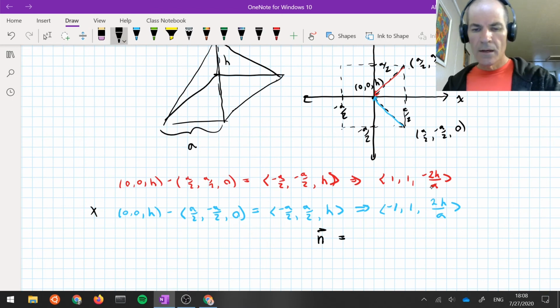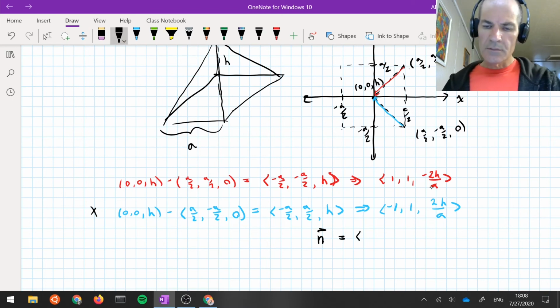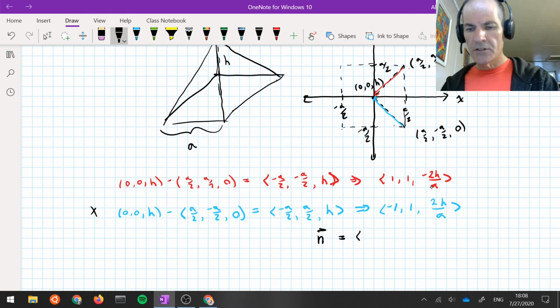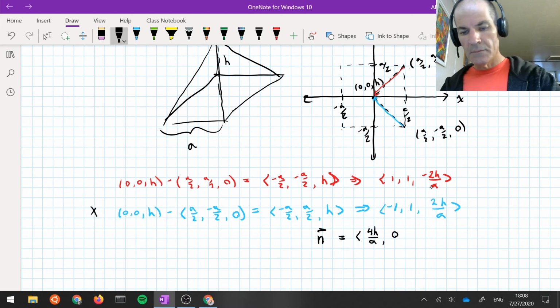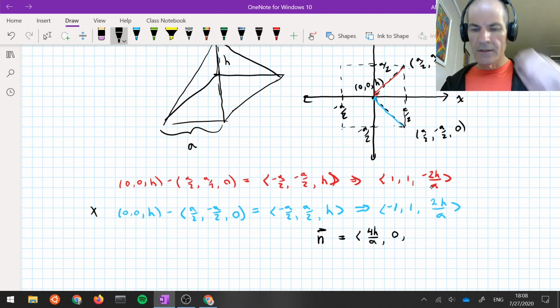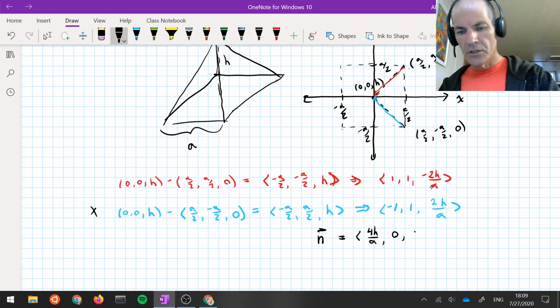Apologies. All right, doing this cross product again, we get 2h over a minus -2h over a, so that's going to be 4h over a. The middle one, we get 2h over a minus 2h over a. That's going to be 0. I feel good about that one. And then finally, we have 1 minus -1 or 2.